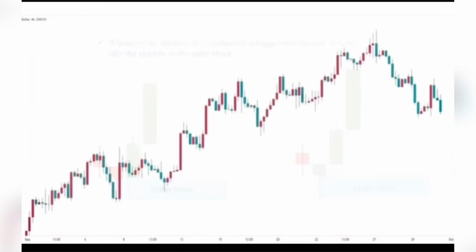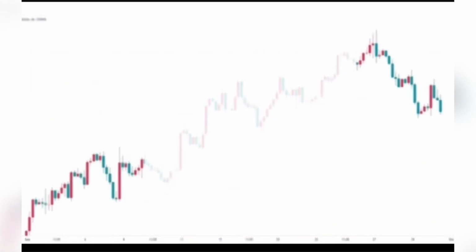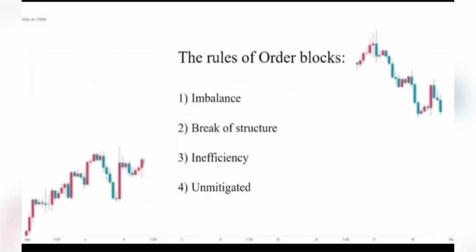So far, you have a vision of order blocks, but here is the key point. Order blocks must meet 4 rules to work effectively. And those rules are having imbalance, break of structure, inefficiency, and being unmitigated. We have already discussed the imbalance. Let's talk about the other rules.